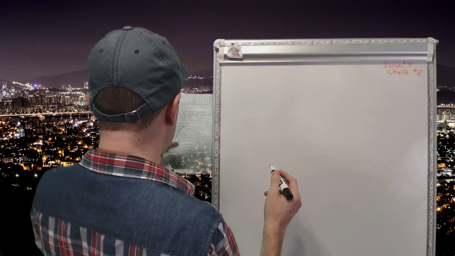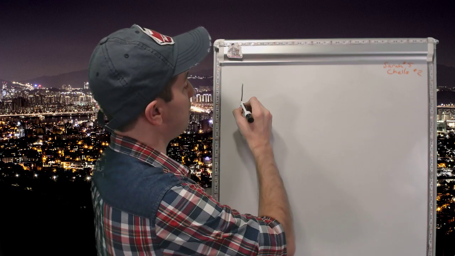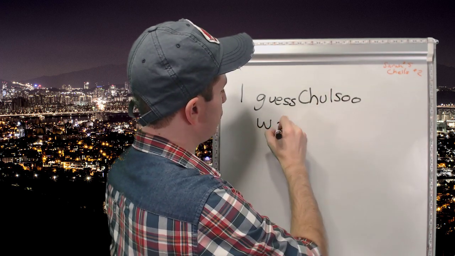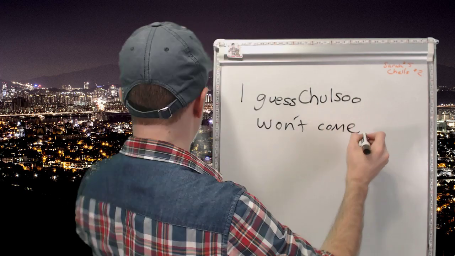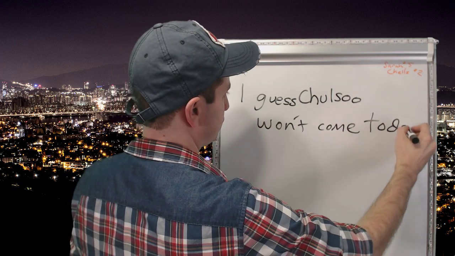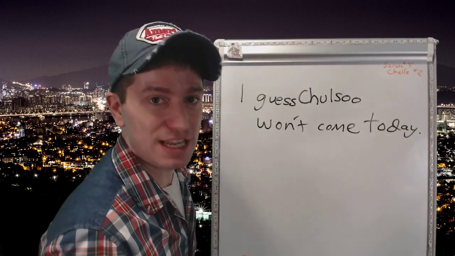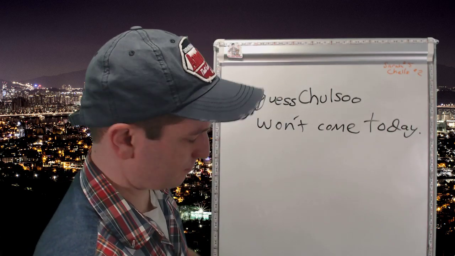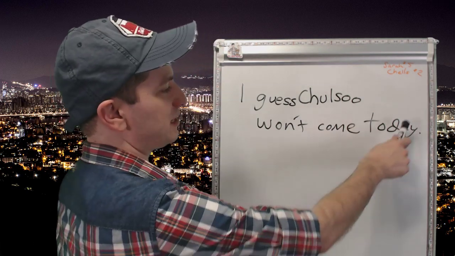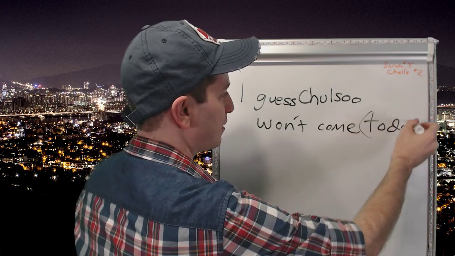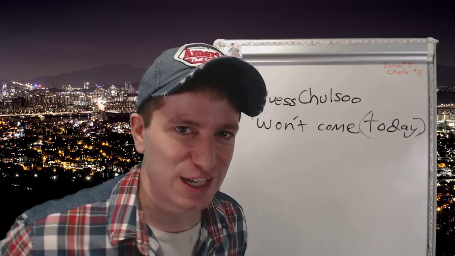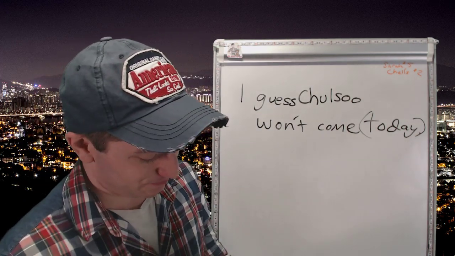Okay, let's do another one. So I guess Charsu will not come. I guess Charsu won't come. Let's say won't come today. Okay. I guess Charsu won't come today. You can optionally not put today. If you're not confident about the today part, you don't know where it goes, just at least do this part. I guess Charsu won't come. I won't take off points if you don't put today. So let's see how you guys can do.